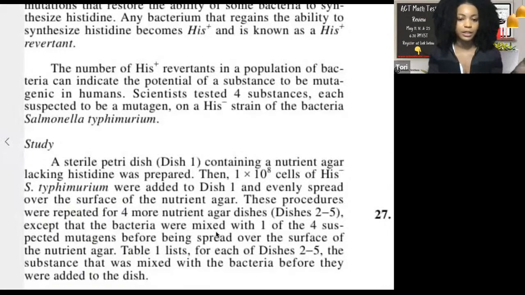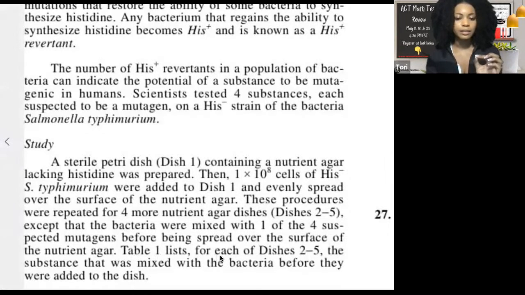So they have dish 1 as the control, and so that's really the only science information that you can recall from science class. Dish 1 is the control, and then dishes 2, 3, 4, and 5, they're testing their hypothesis by spreading these substances on those dishes, okay? Except the bacteria mix, I read that already.